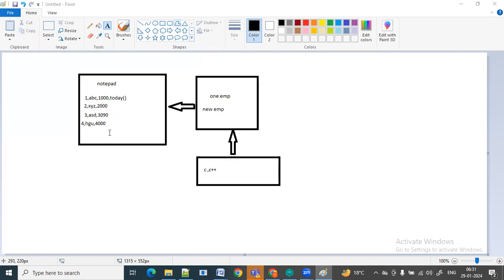Right now I have only 4 records so that I can see. So what if I have 1,000 records in the notepad? Can I filter the record with the highest salary and see that? No, obviously no.